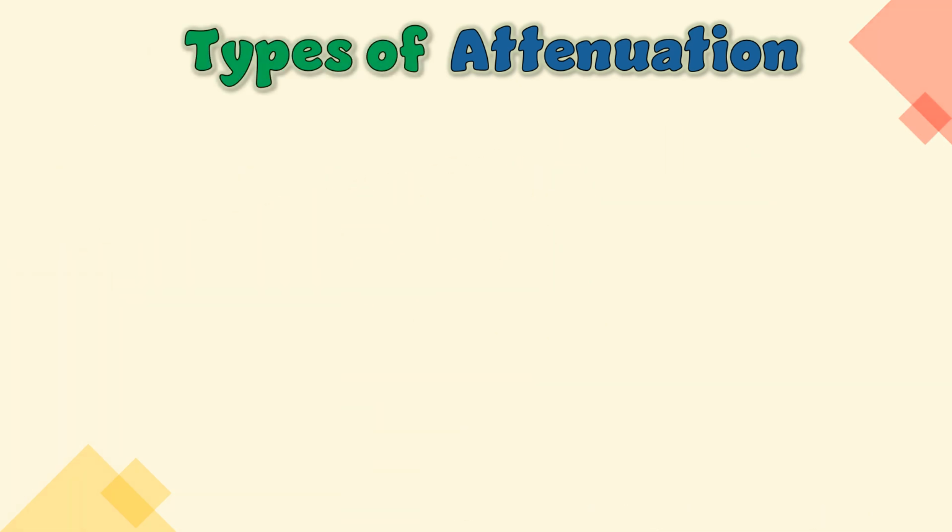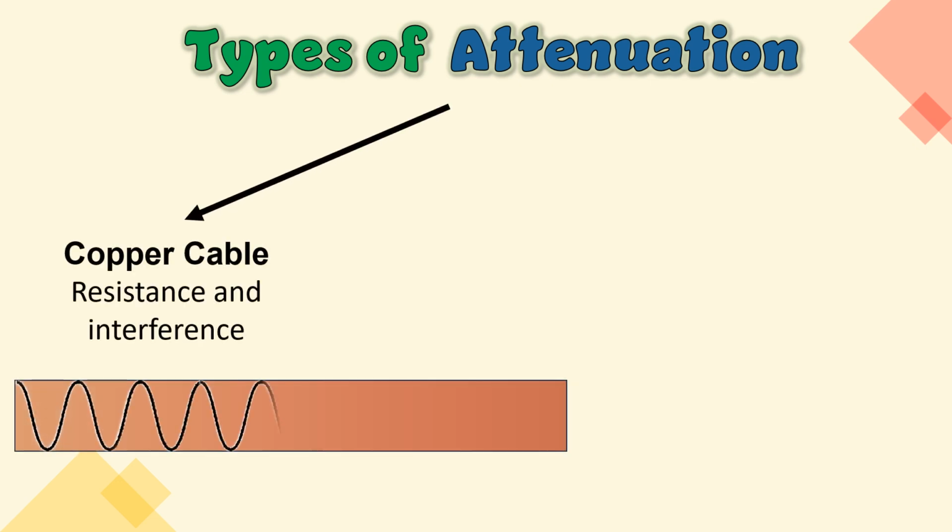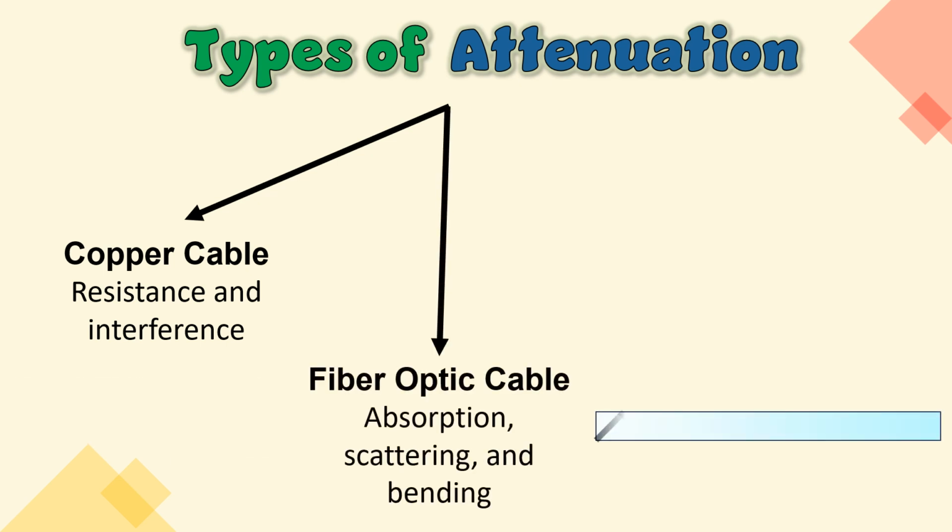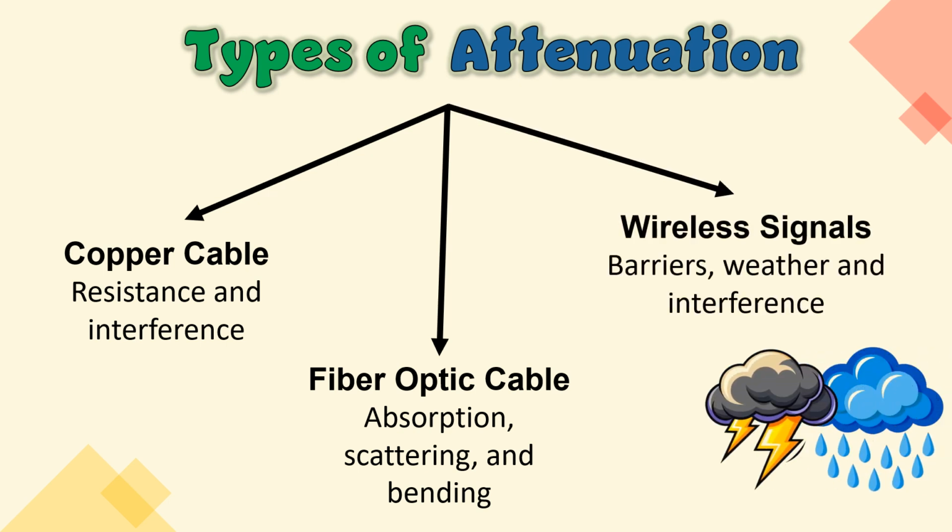Attenuation can occur in different types of transmission media. In copper cables, signals lose strength due to resistance and interference. Fiber optic cables experience lower attenuation, but factors like absorption, scattering, and bending can still cause signal loss. Wireless signals are particularly prone to attenuation due to physical barriers, weather conditions, and electromagnetic interference.